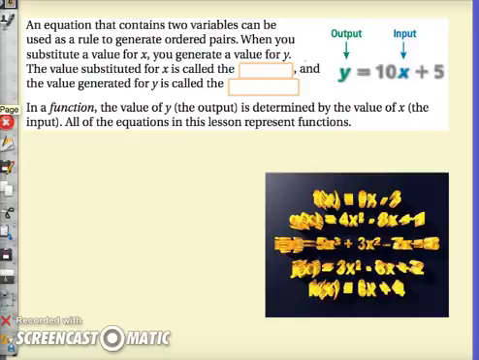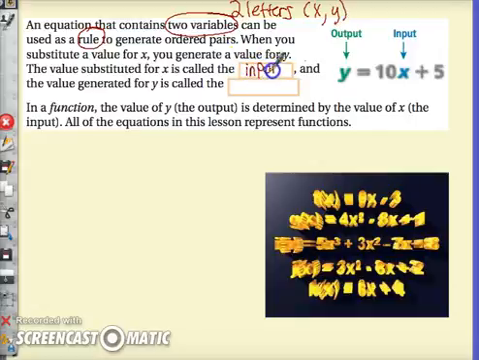We're going to move on to this. An equation that contains 2 variables, so 2 different letters, can be used as a rule. Rule is another word for equation to generate ordered pairs. Typically, your two letters are X and Y. When you substitute a value for X, you generate a value for Y. The value substituted in for X is called the input because you're putting it in, and the value generated for Y is called the output. You put something in for X and you get Y out.